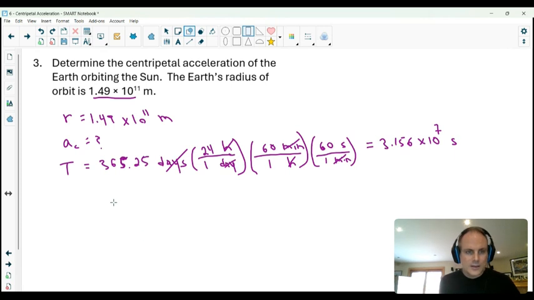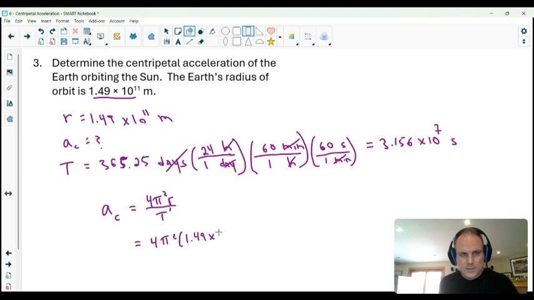Okay, now let's do our calculation. We know the formula we're going to use for centripetal acceleration with period is 4 times pi squared times the radius over the period squared. Now we're ready to jump in and start doing our actual calculation. Here we go. That's going to be 4 and pi squared. I'll leave as is because I can plug those just as numbers into my calculator. My radius is 1.49 times 10 to the 11. And my period is going to be 3.156 times 10 to the 7.